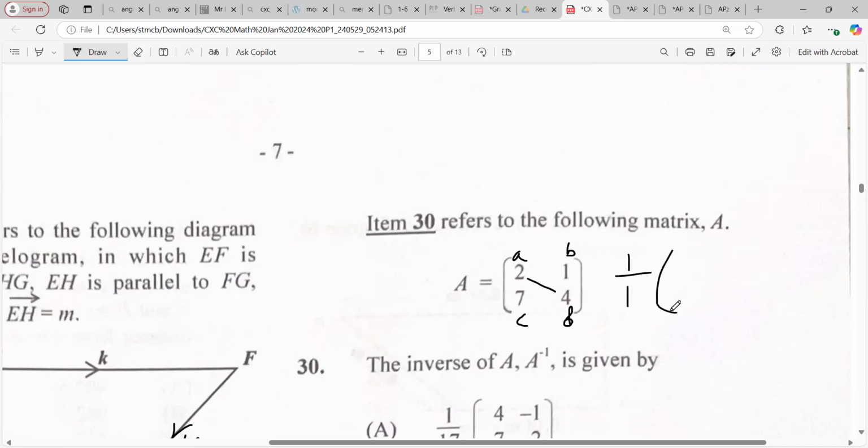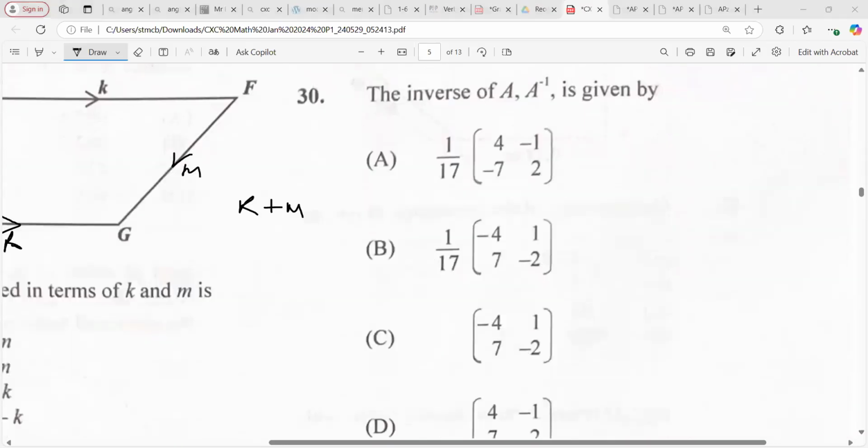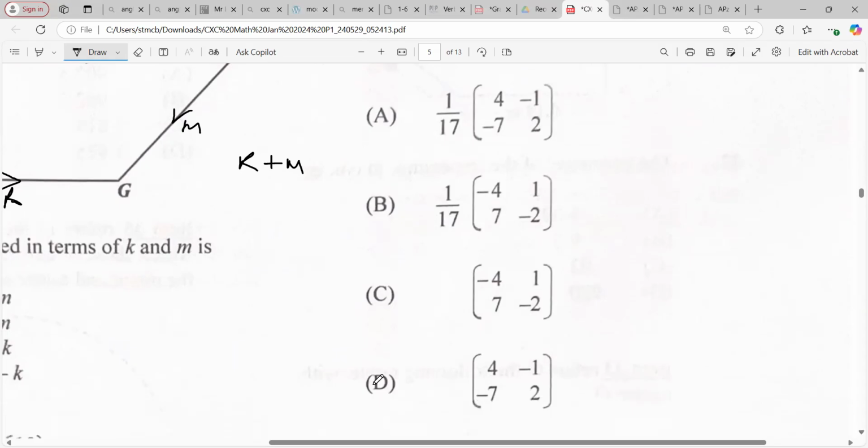The rule says we swap A and D. So we are going to swap this, so this becomes 4 and this becomes 2 here. And then we change the sign of these, so this becomes -1 and -7. Students tend to do it the opposite way, swapping these and changing the sign of the others. Please don't do that, guys. So it's 4, -1, -7, 2. All right, so that is D.